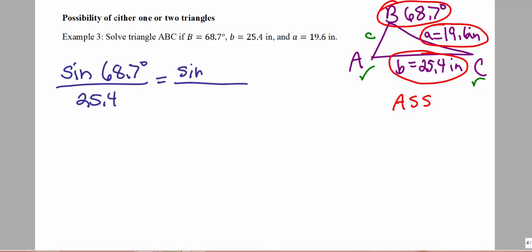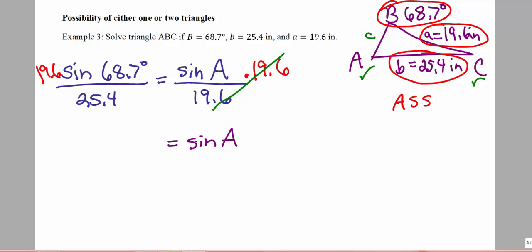And so we're going to have the angle on top, so sine of angle A, which we do not know, divided by side A, which is 19.6. So once again, we do not know what angle A is, so we're going to have to solve. We're going to multiply both sides by 19.6. That way these cancel out. And we're left with sine A on the right-hand side, and we're going to put this into our calculator and figure out what this value would have to be. Now once again, I recommend that you actually figure that out before you type it into the inverse function.